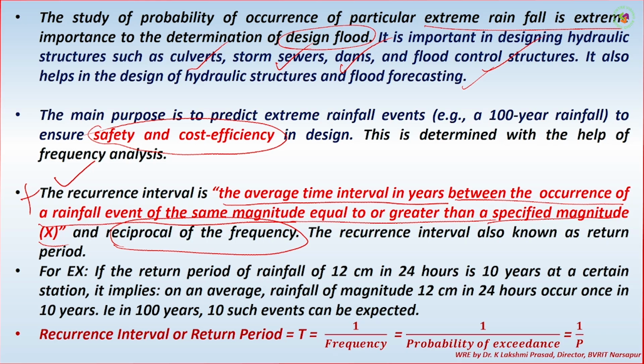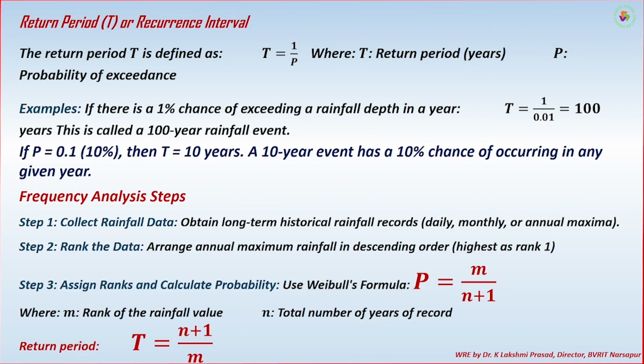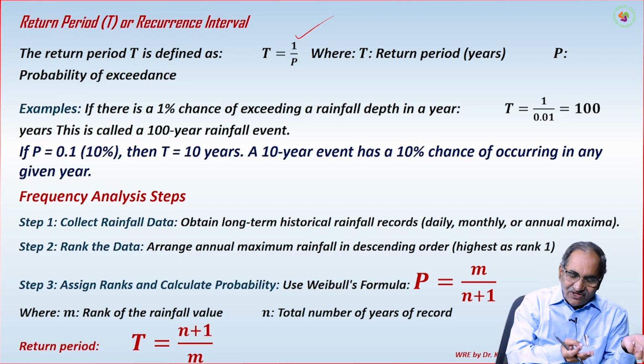What is T equal to? It is the reciprocal of frequency. T is equal to 1 by frequency, and frequency is nothing but the probability. So the return period is equal to 1 by frequency, and it is equal to 1 by probability. So always remember that T is equal to 1 by P, or P is equal to 1 by T. This is one of the things. So the return period is defined as T is equal to 1 by P, or the same thing you can write P is equal to 1 by T.